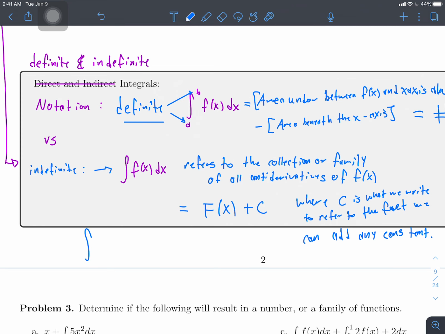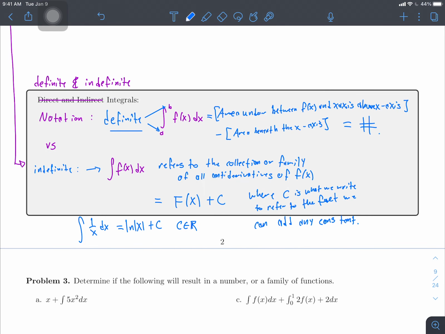So for example, if I were to do the integral of 1 over x dx, then I would refer to the family of functions who have the form, not 1 over x, sorry, ln of absolute value of x plus c, where c is any number. So this is what I mean when I write the indefinite integral. I'm referring to the family, the collection of all antiderivatives. And the way I write down all antiderivatives is, well, every antiderivative will have the form of one of the antiderivatives plus a constant. So this is the big difference between definite and indefinite integrals.